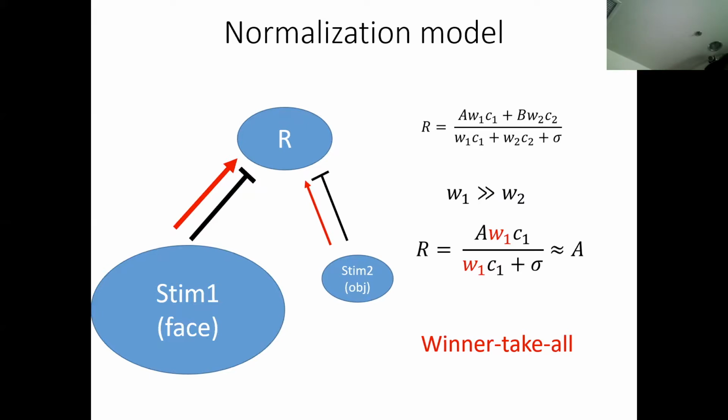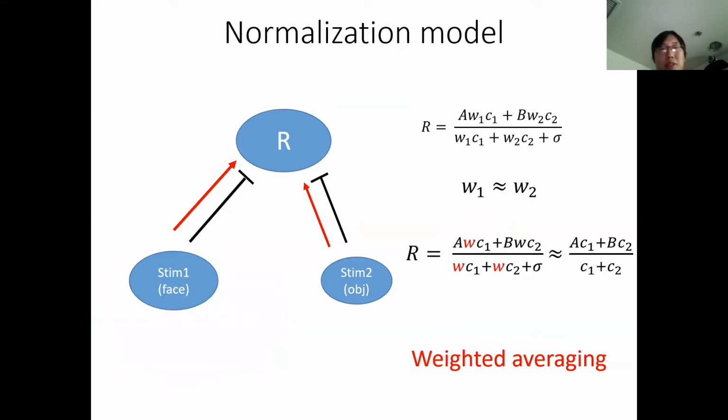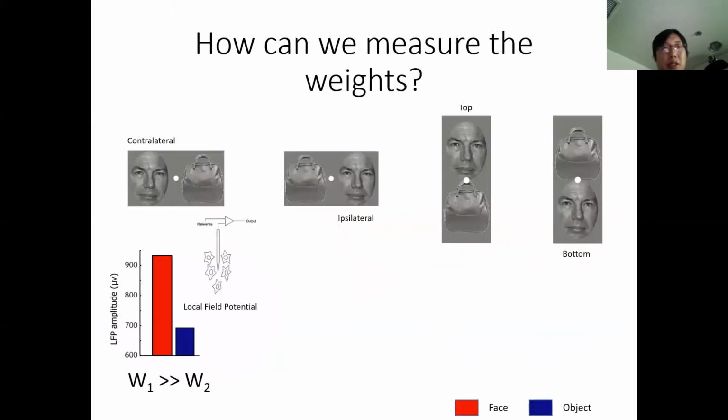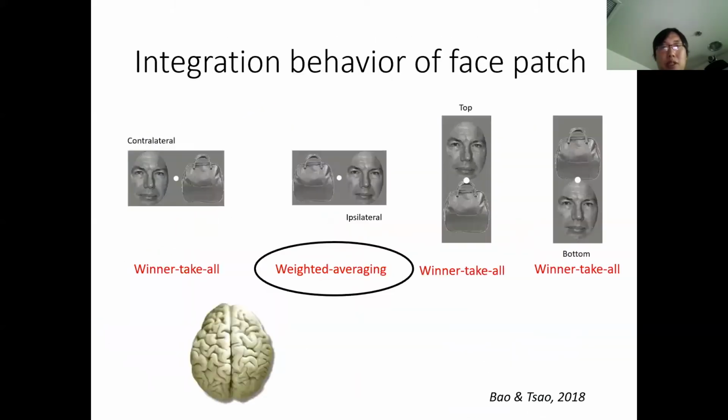Yeah. The normalization model itself is not a linear model, so. Where are we now? Okay.